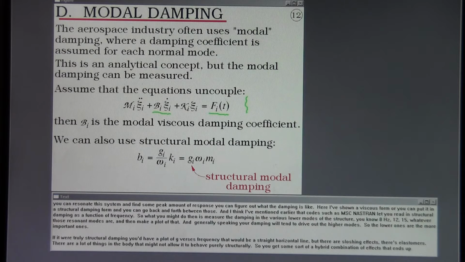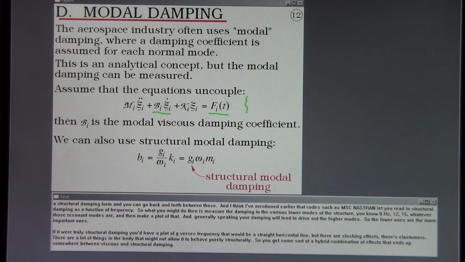And I think I've mentioned earlier that codes such as MSC Nastran let you read in structural damping as a function of frequency. So what you might do then is measure the damping in the various lower modes of the structure, you know, at 8 Hertz, 12, 15, whatever those resonant modes are, and then make a plot of that. And generally speaking, your damping will tend to drive out the higher modes. So the lower ones are the more important ones.